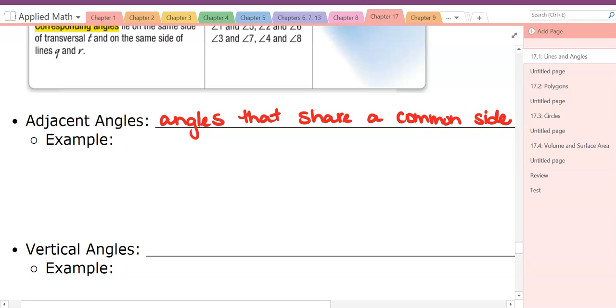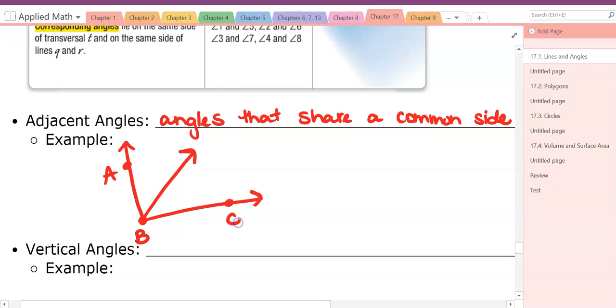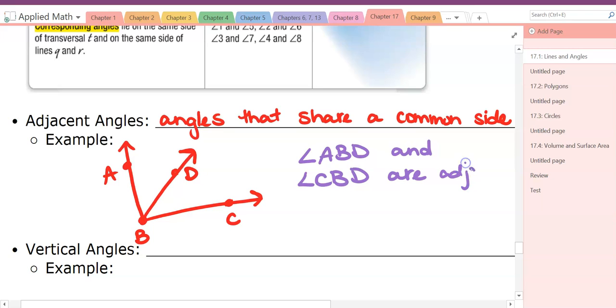What this could look like then, something like this. I could say angle ABD and angle CBD are adjacent. They're next to each other. The shared side is this BD side in the middle. They share that one side. So that's what makes them adjacent.